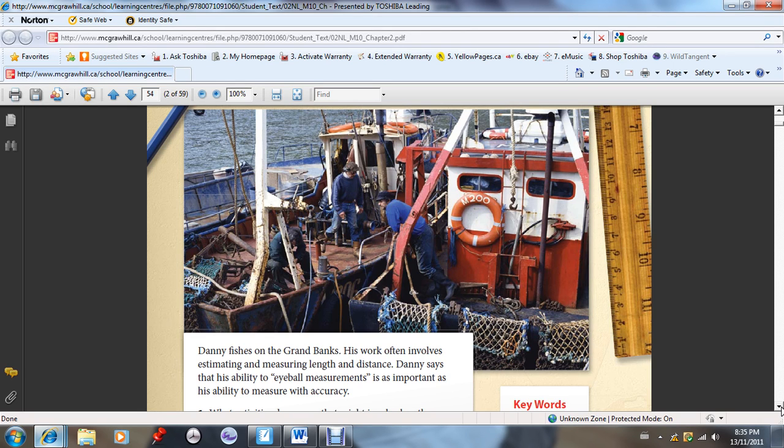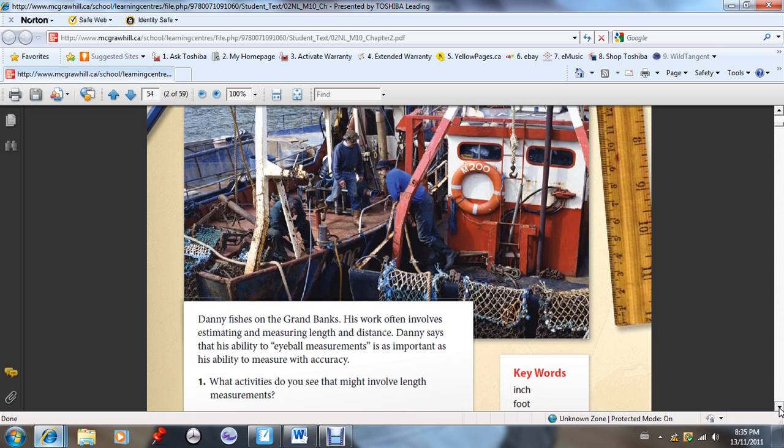What does eyeball mean? Most people should be thinking, well, no, you don't measure with your actual eyeball. But eyeballing measurement means to get an approximation, which means a very good guess at how much or how little of something there is. Very important. Why? Because you don't always have the time or the tools necessary to take an exact measurement.